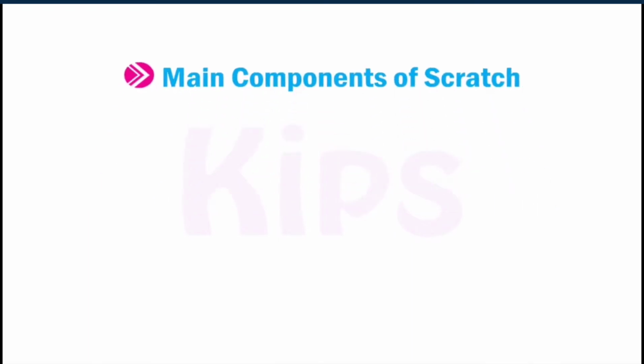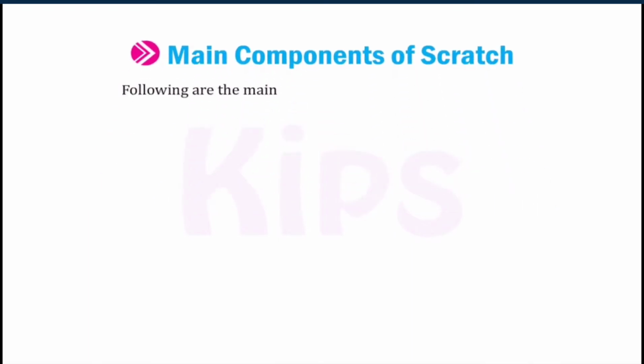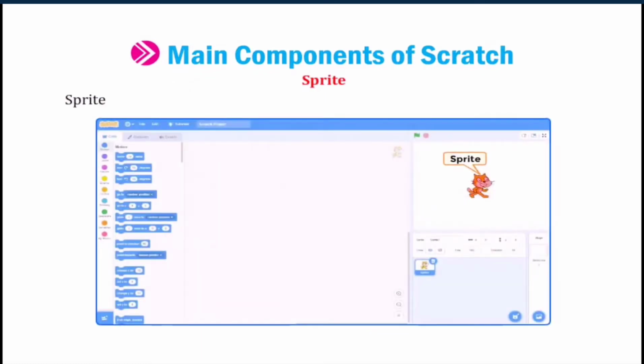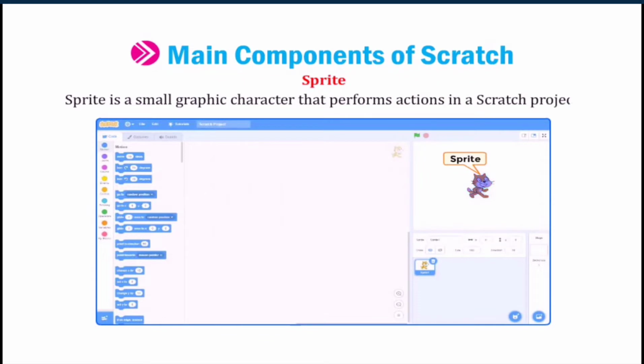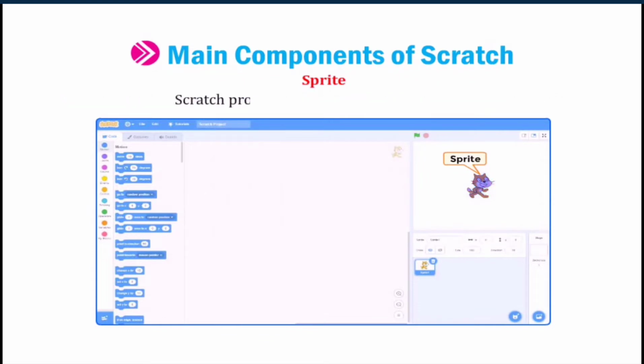Let's learn about main components of Scratch. Following are the main components of the Scratch window. Sprite. Sprite is a small graphic character that performs actions in a Scratch project. Scratch provides a number of inbuilt sprites. Cat is the default sprite in Scratch.